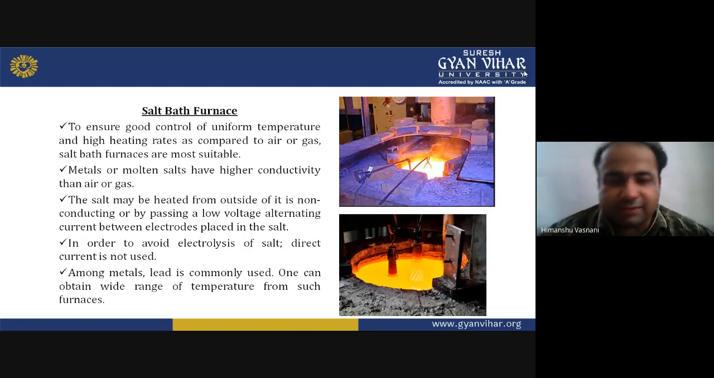Among metals, lead is commonly used. One can obtain a wide range of temperature from such furnaces.